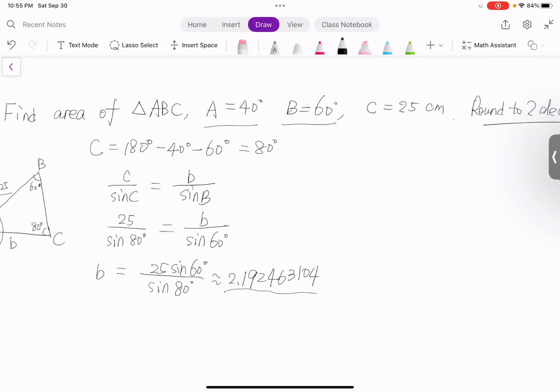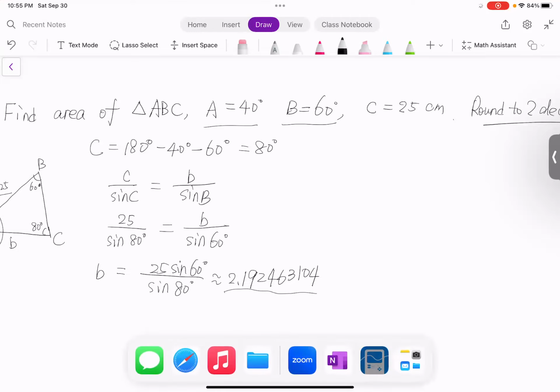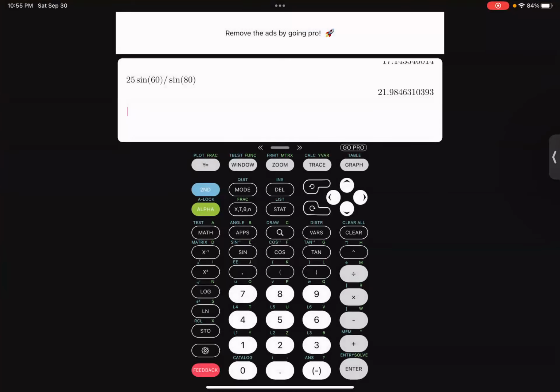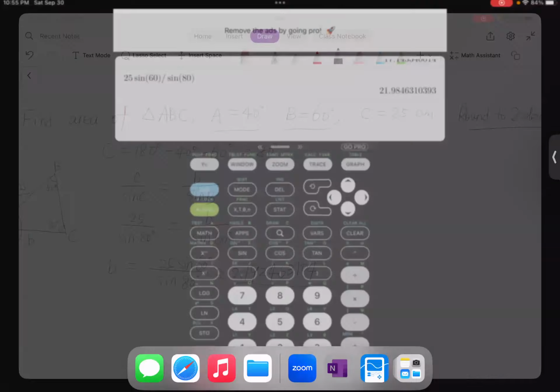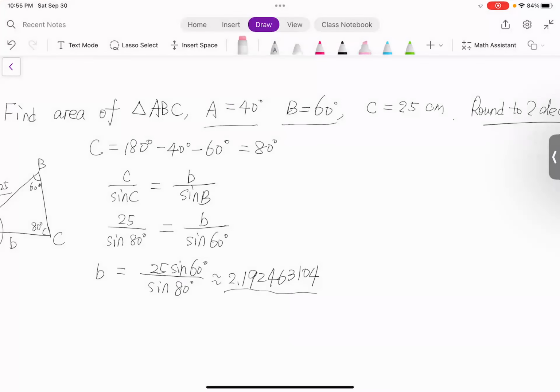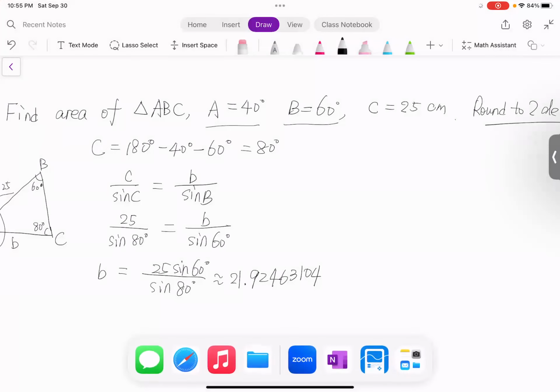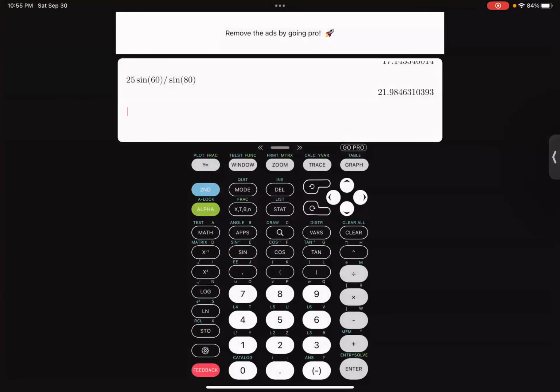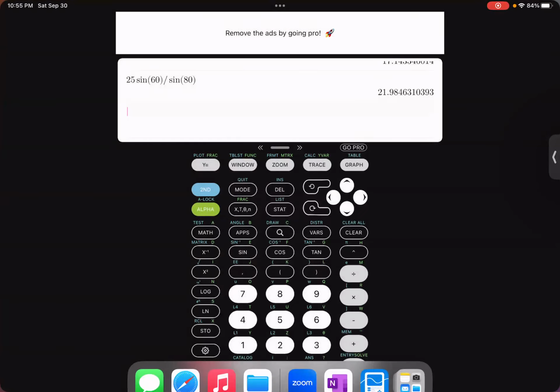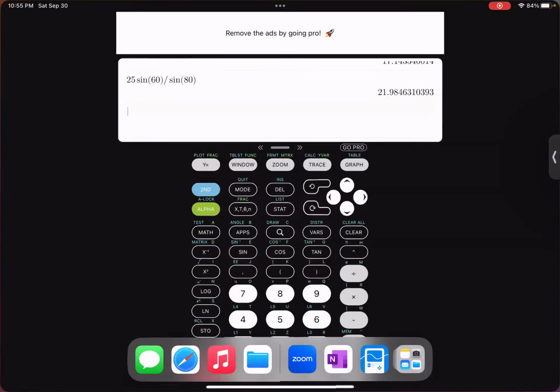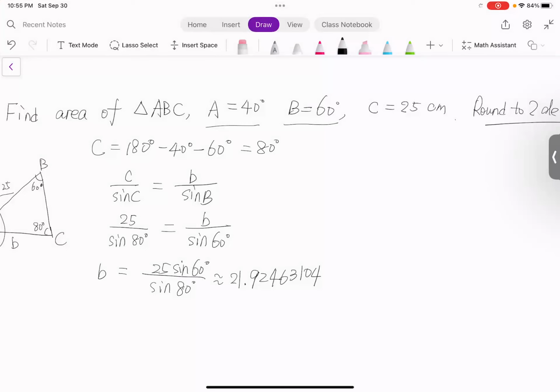So I think I made a mistake. The value is 21.98463. So 21, not 2.1. Oh, I made a mistake. 21.9846.